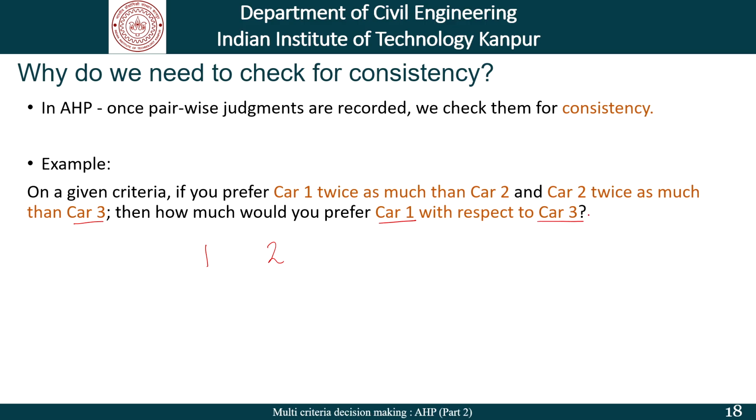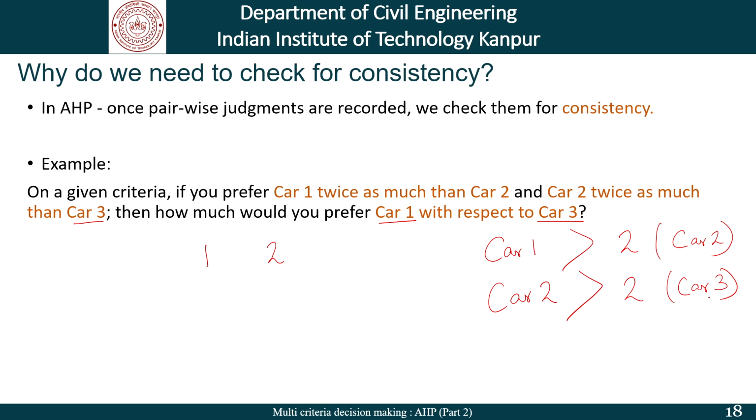So, I hope this particular concept is clear, that we are saying car 1 is twice more preferred than car 2. At the same time, we are saying that car 2 is twice more preferred than car 3. So, if someone asks us, based on this information, can you give us a relative importance of car 1 over car 3?